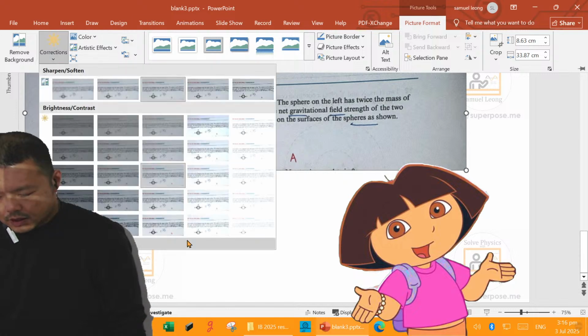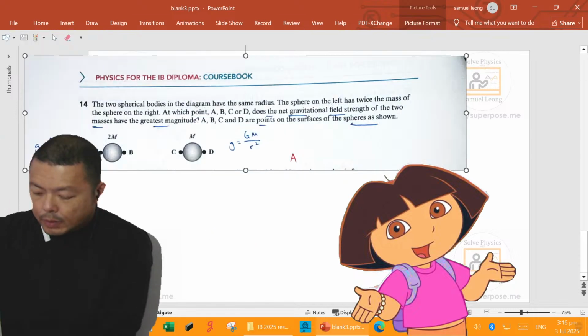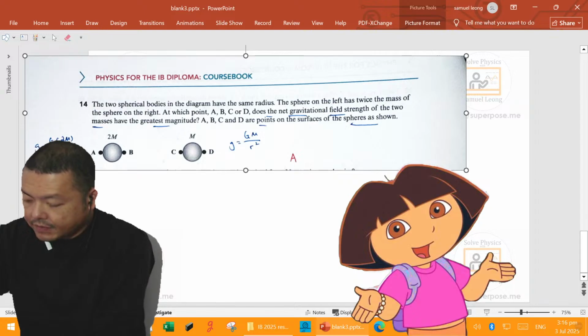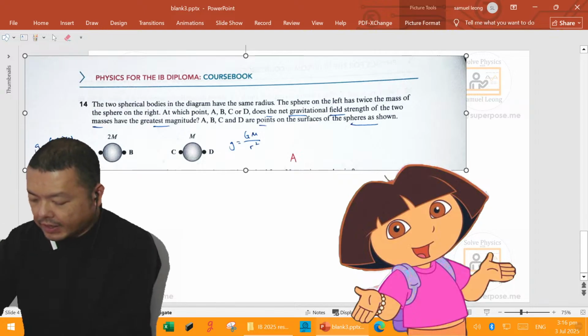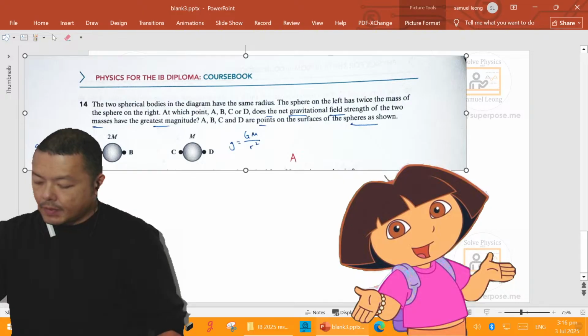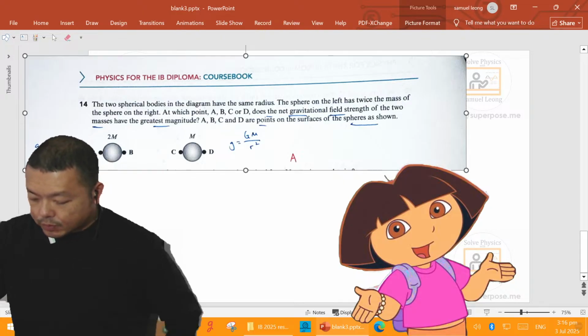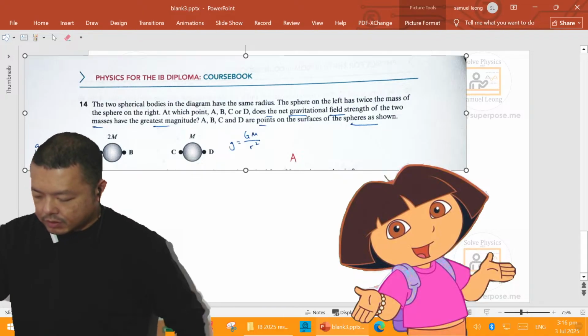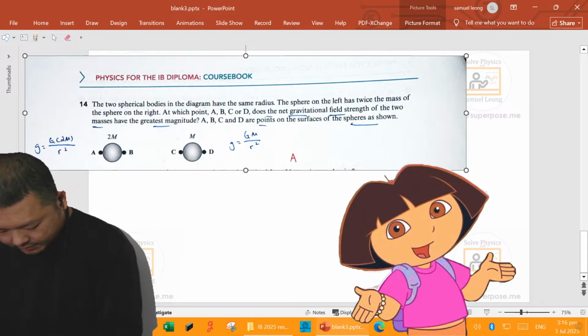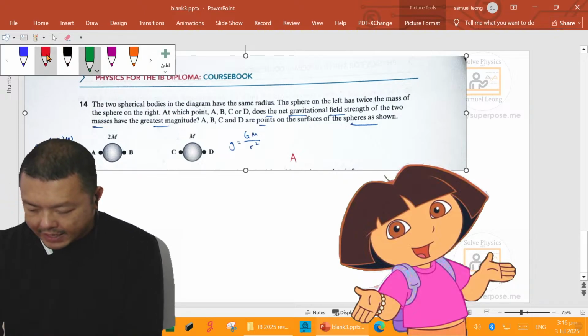Oh, wow. Okay, this is an annoying question. Two spherical bodies in the diagram have the same radius. The sphere on the left has twice the mass of the sphere on the right. So 2M and M, right? A, B, C, D. At which point does the net gravitational field strength of the two masses have the greatest magnitude? Okay, so the answer is A, right? This one is straightforwardly A.